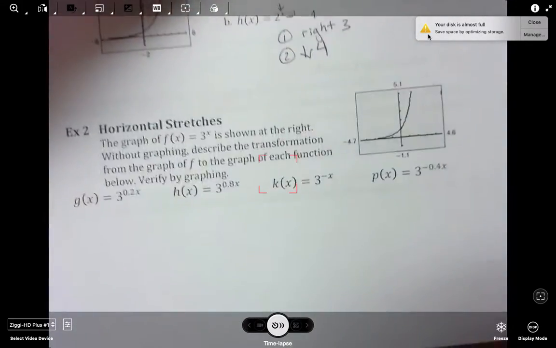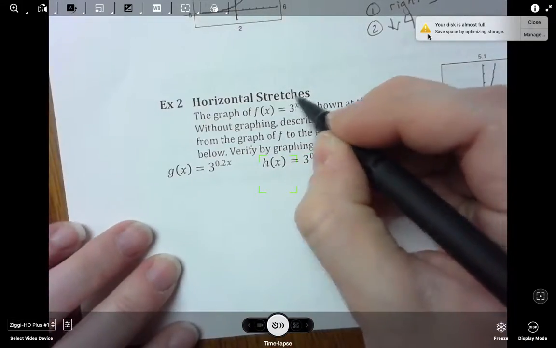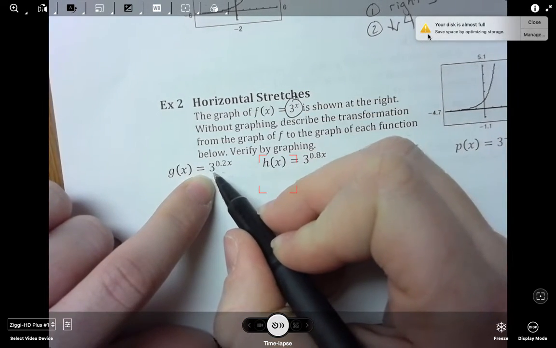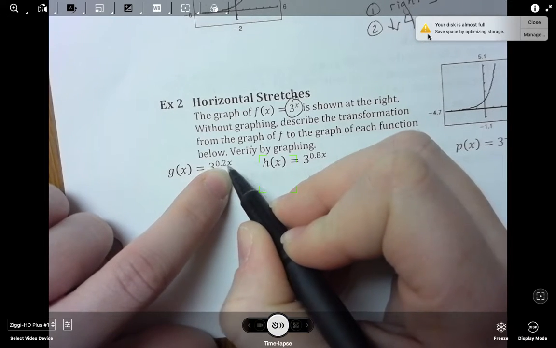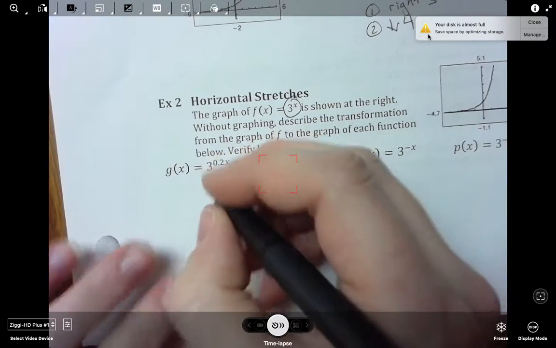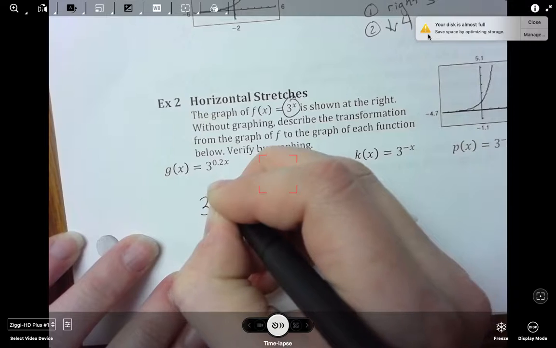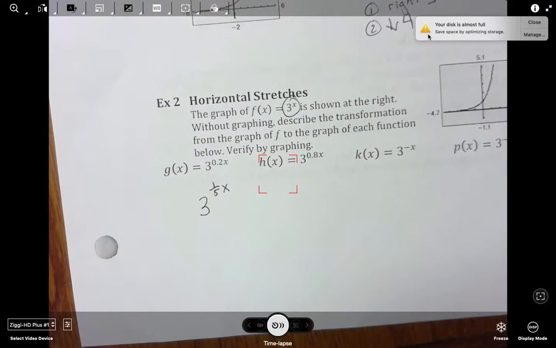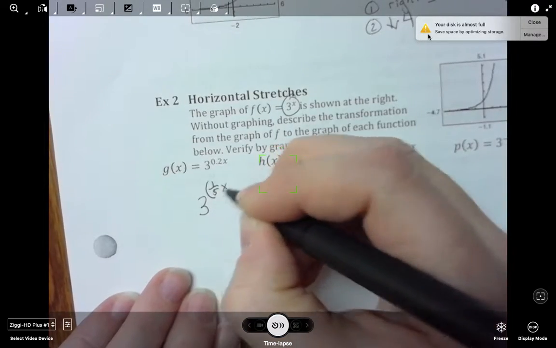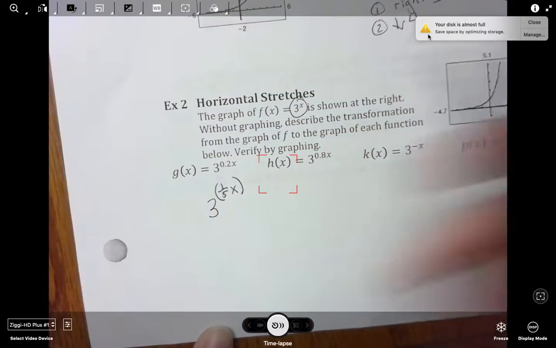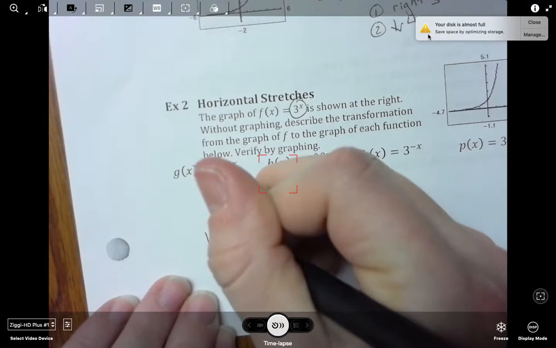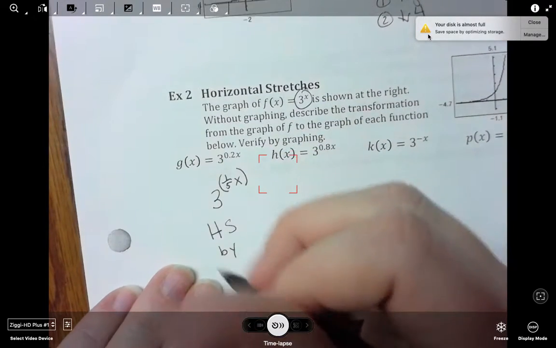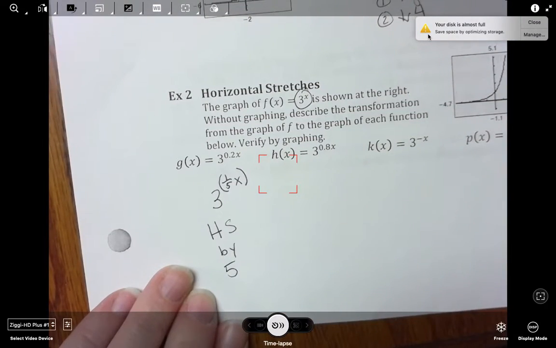Horizontal stretches, example 2. We're starting with 3 to the x power this time. Okay, and they write this as 3 to the 0.2x. Okay, I don't like the way that that is written. I'm going to write that as 1/5 x, because 0.2 is the same thing as 1/5. Okay, 1/5 is in the exponent up here, and that is going to be a horizontal stretch by not 1/5, but 5, because you use the reciprocal.